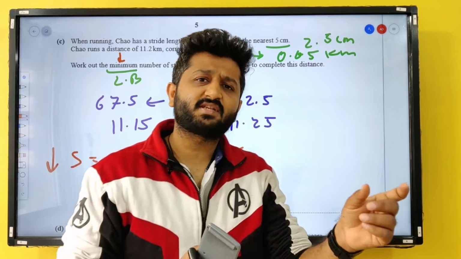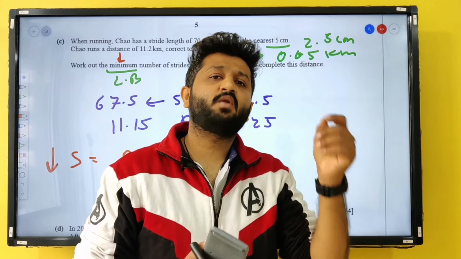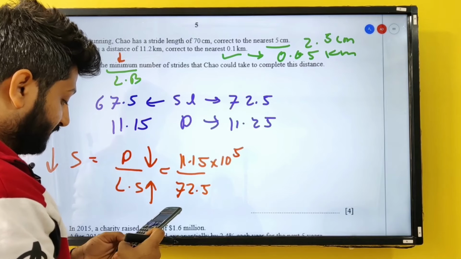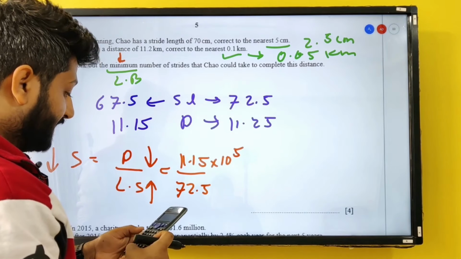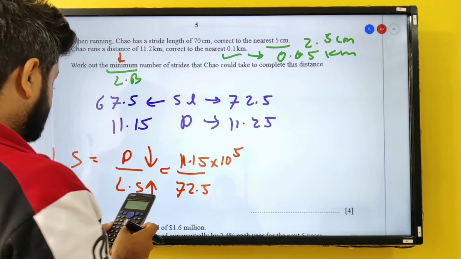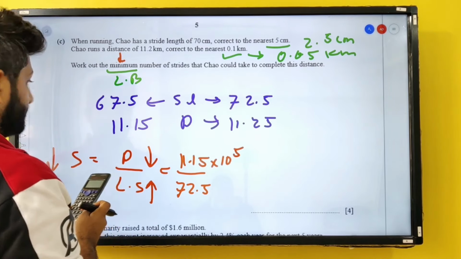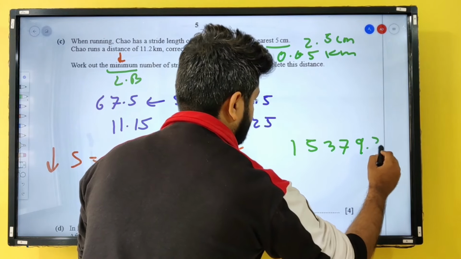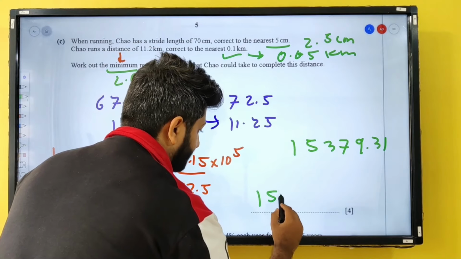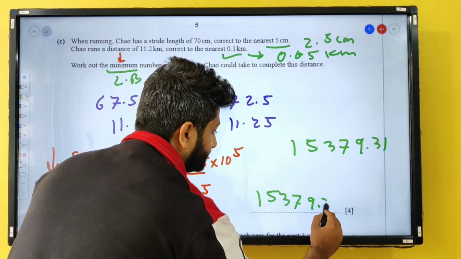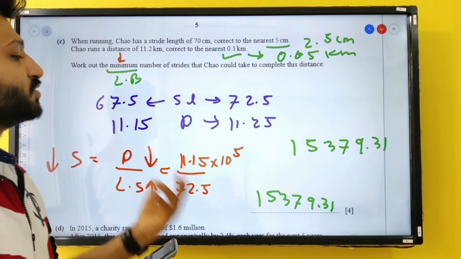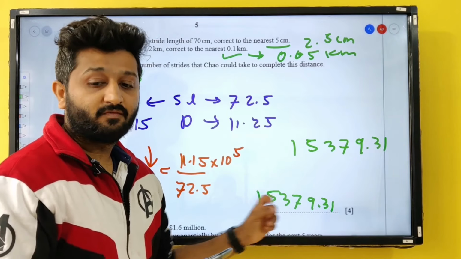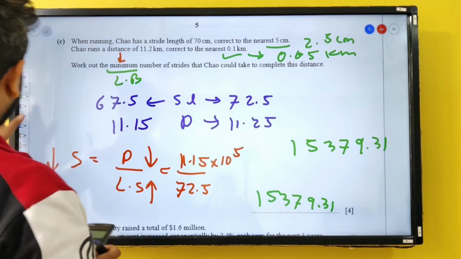Why 10 power 5? Because 1 kilometer is 100 meters and 1 meter is 100 centimeter. So 11.15 into 10 power 5 divided by 72.5. The final answer is 15,379.31. Or, as it is a number of strides, you could also write 15380. 15380 could also be your answer.